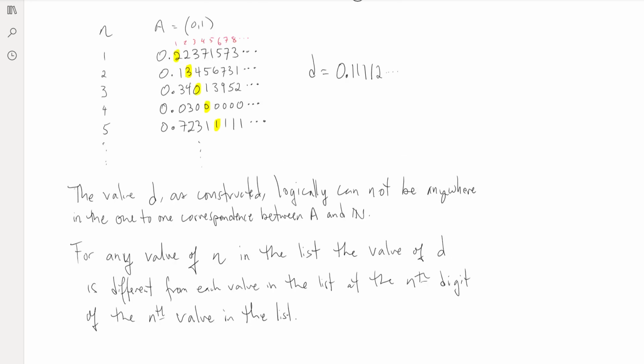For each value of n, the value of d differs from the nth value in the list in the nth decimal place. And so there can't be any bijection between the natural numbers and the set A. Perhaps you might wonder, well, this is an infinite list. We don't see everything on the list. Maybe this value d shows up somewhere later. Just if you wait long enough, you'll eventually get to it. But that's logically impossible, right?